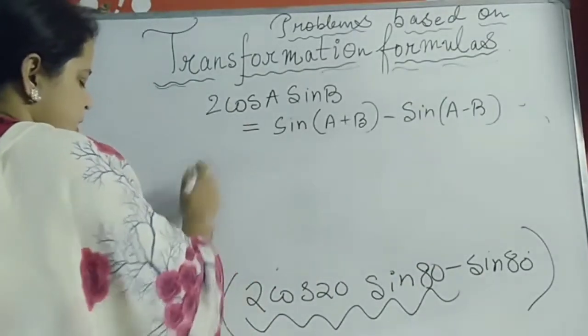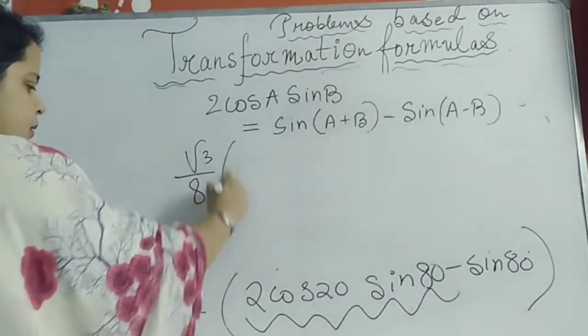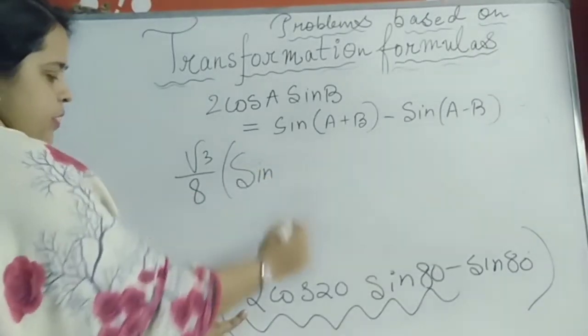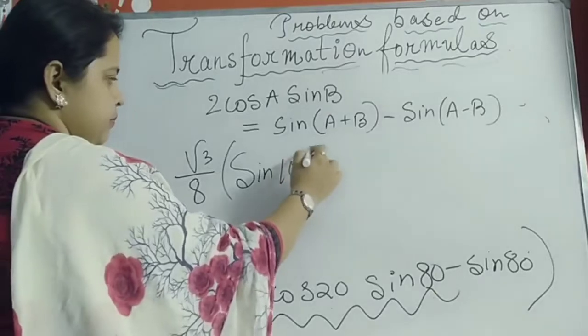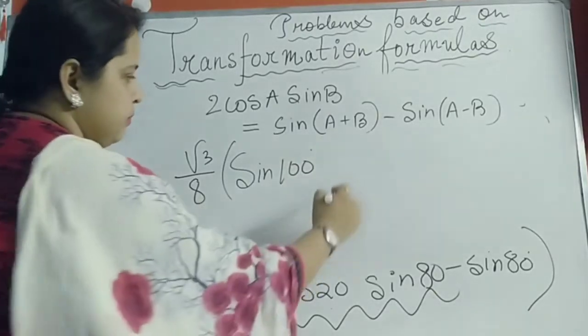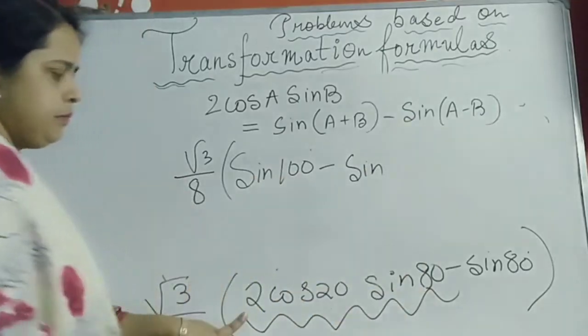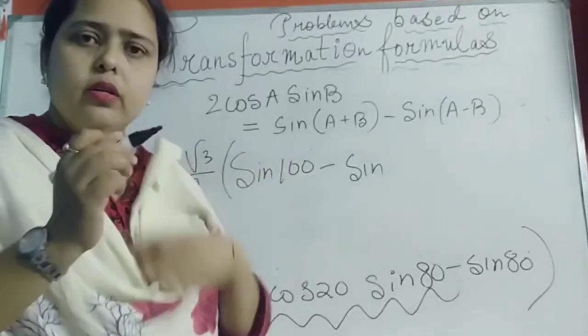So what it is, after this step, look very carefully here. So sine of A plus B, 100 degree, minus sine of A minus B, that is 20 minus 80. What it is?